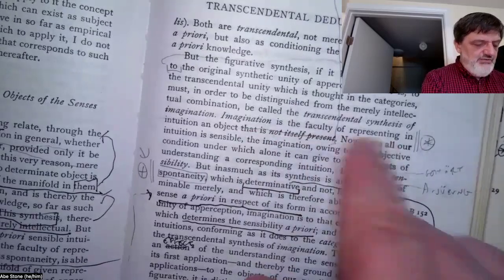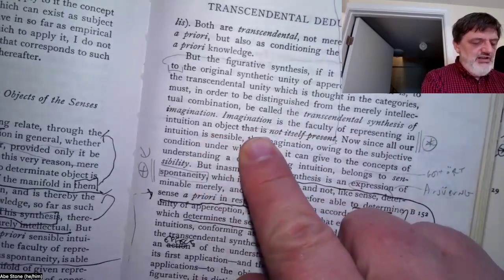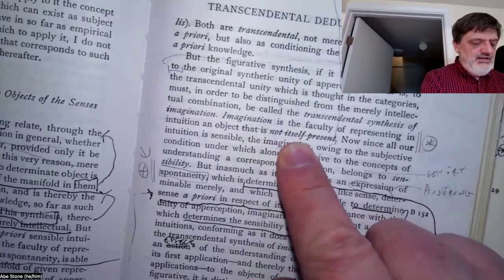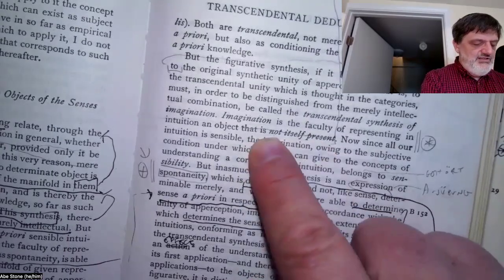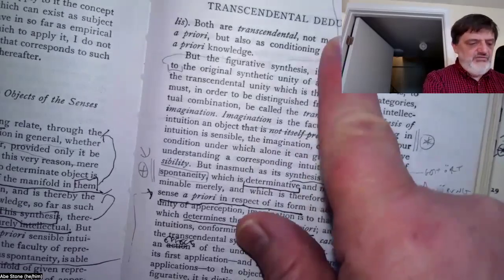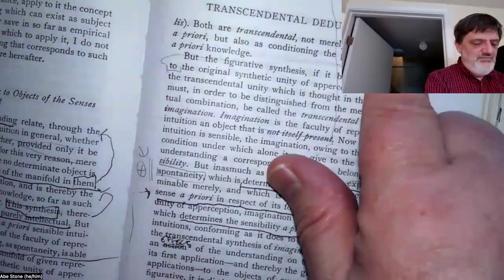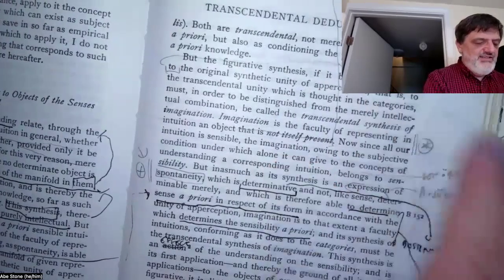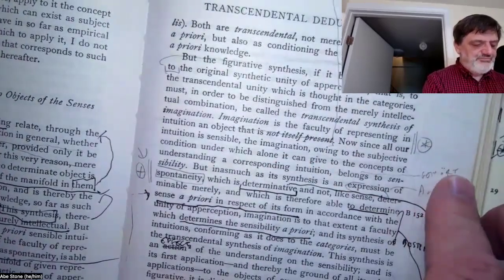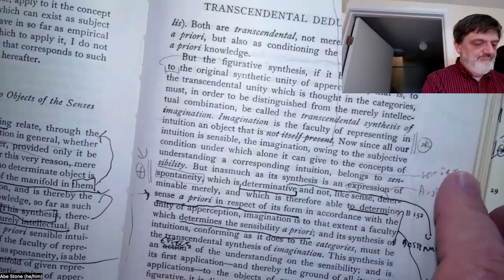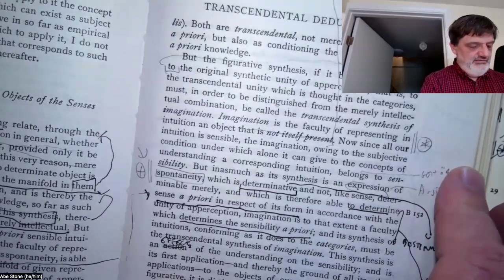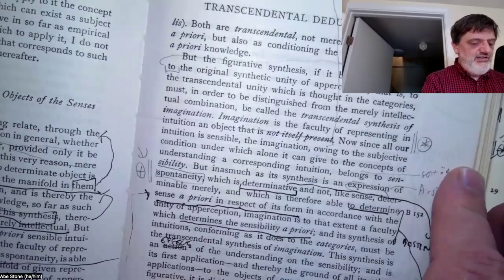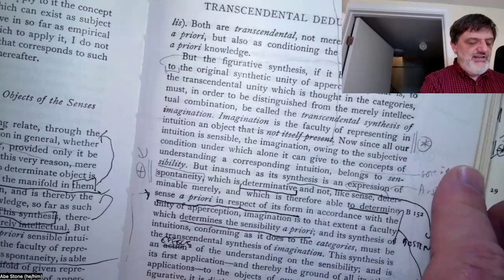Imagination is the faculty of representing in intuition an object that is not itself present. So you can see I crossed this out here and I wrote the German up here. What it says is, even without its presence. Imagination is the faculty of representing an object in intuition, even without its presence.